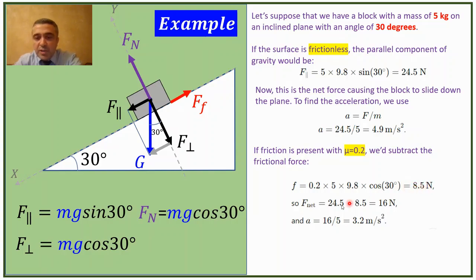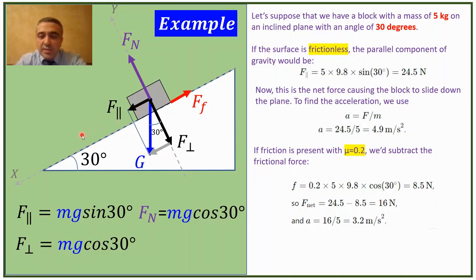8.5 Newton. So the net force or resultant force equals, as I said before, the thrust minus the friction force. Here in this case, the thrust force is the force parallel. So 24.5 minus the friction force that I have found, 8.5, and it gives us 16 Newton. So this object is going downward under the 16 Newton.